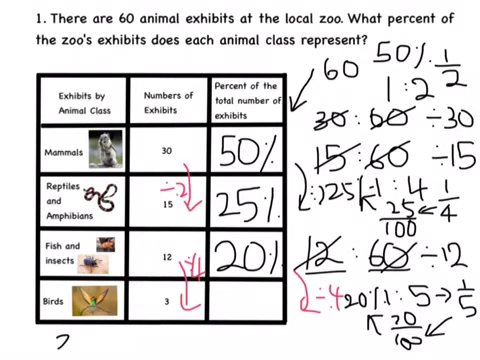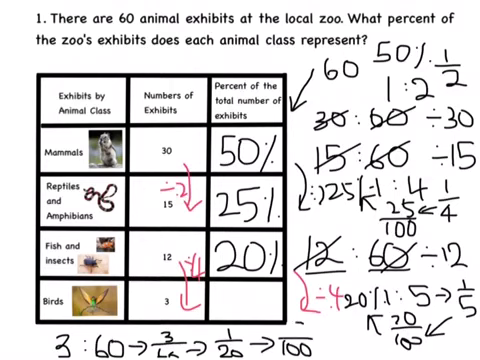So it's 3 to 60, which is 3/60, which is 1/20, which is 5/100, which is 5%. Yes, 20 divided by 4 is 5, right? So 5% is correct. And now we have solved all the percentage of the animal class.